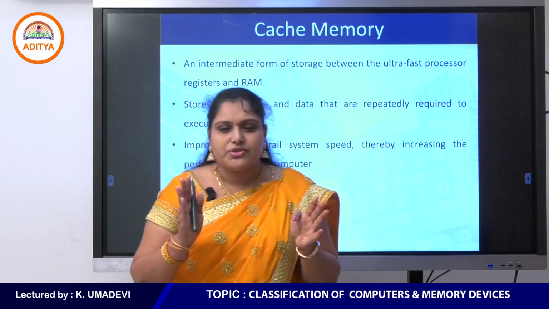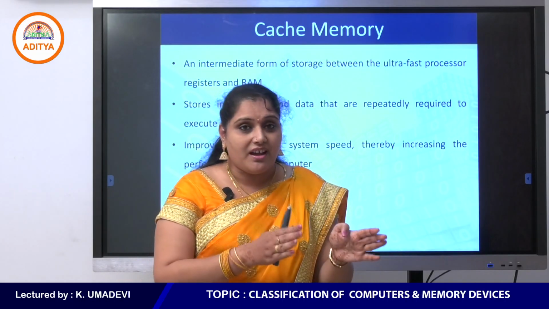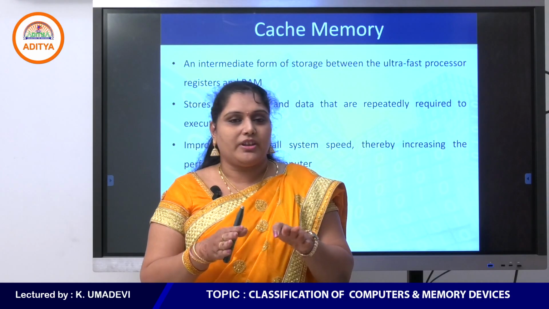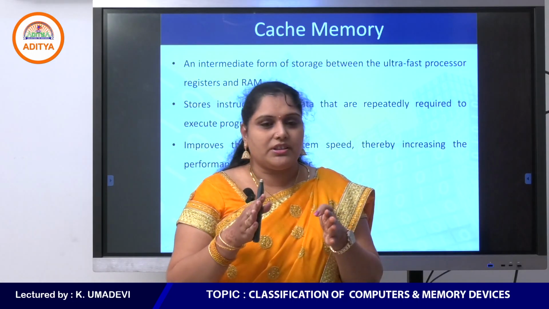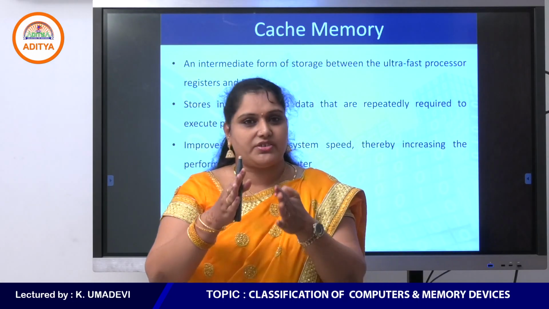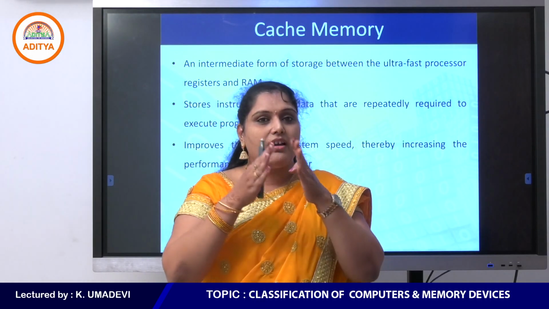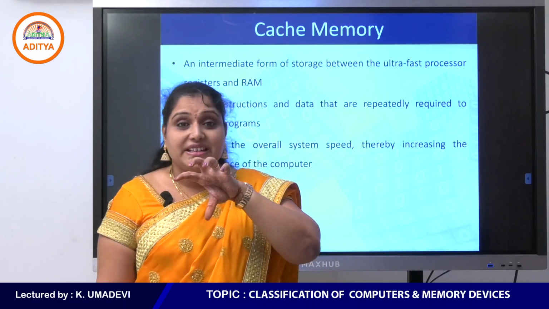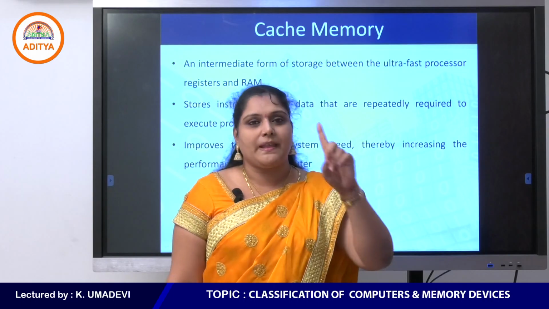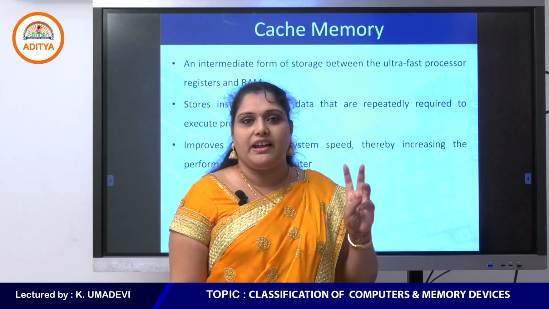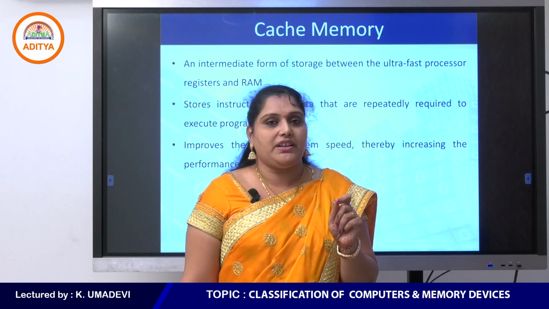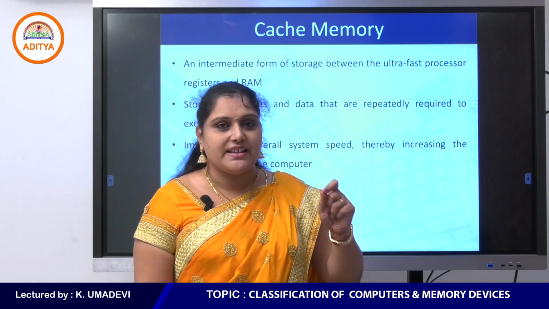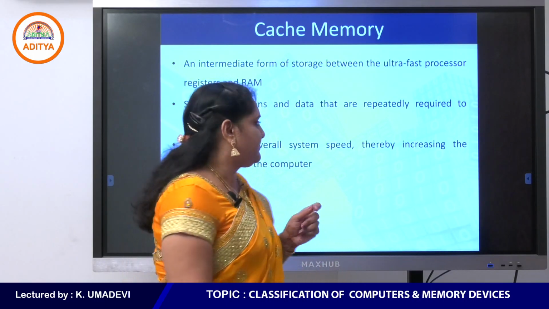Simply, cache memory is used to store the frequently used data or instructions. That means it reduces the access time. Cache memory stores the frequently used data and instructions, and it is connected between the RAM and register, nearer to the microprocessor. There are three levels of cache memory available in the CPU: L1 cache, L2 cache, and L3 cache. This is called cache memory, which is faster and smaller than RAM, and it is also called temporary memory.